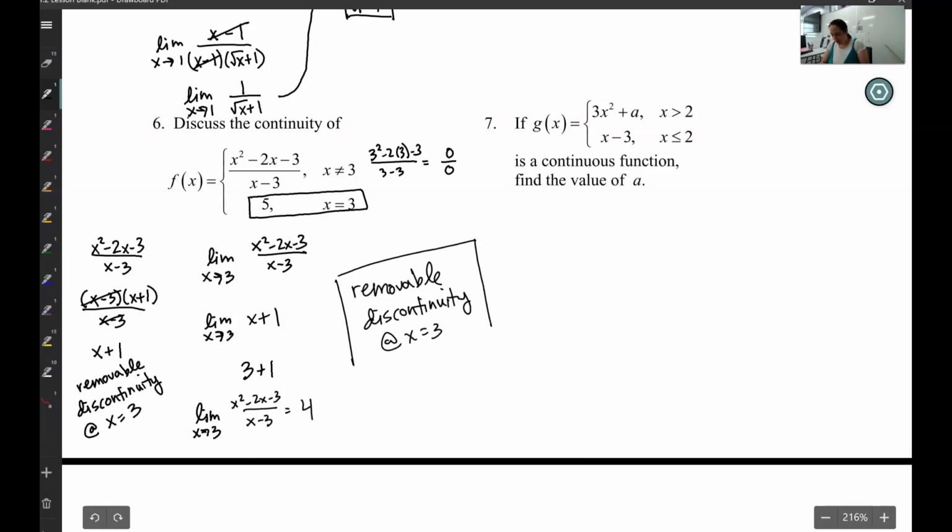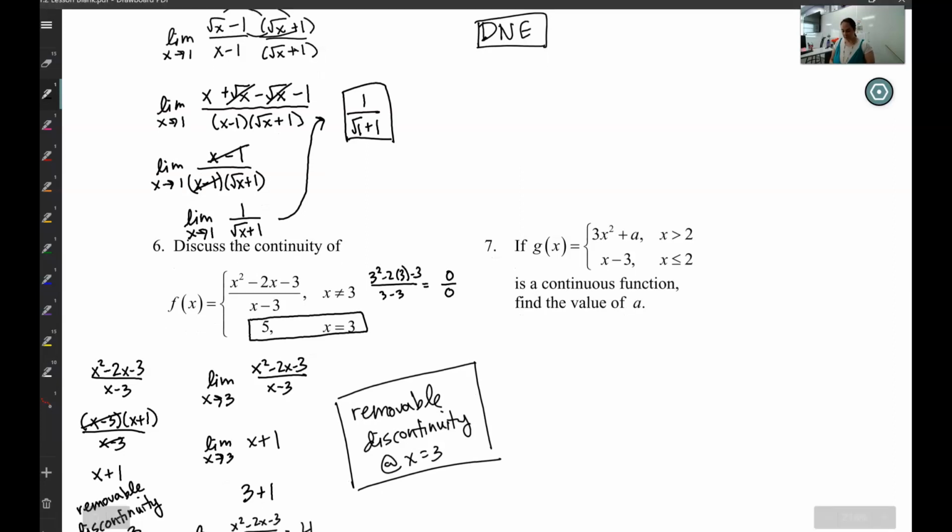Because they tried to fill the hole with 5, but that's not the right number. Now, however, if this was a 4 instead, then we could check it and say this is continuous because they filled the hole at the right spot.